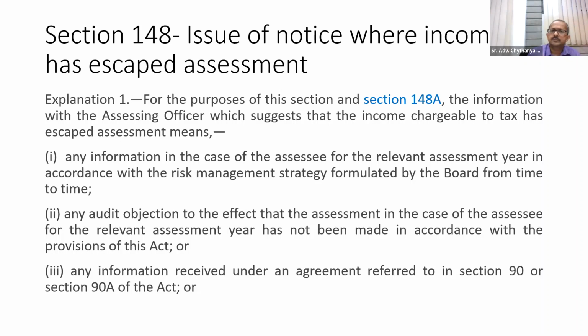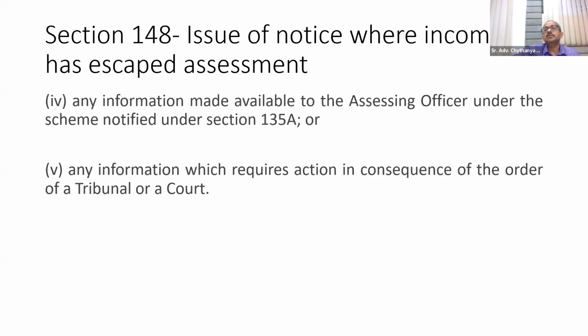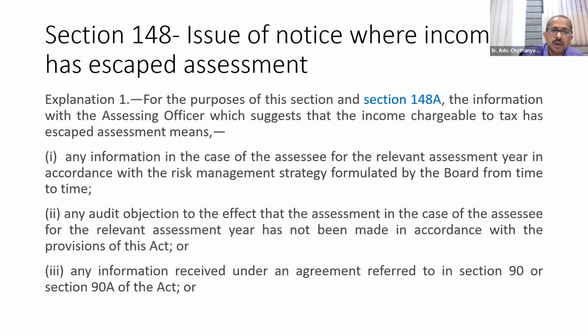Item 1: any information in the case of the assessee for the relevant assessment year in accordance with the RMS formulated by the Board from time to time. 2. Any audit objection to the effect that the assessment in the case of the assessee for the relevant assessment year has not been made in accordance with the provisions of this Act. 3. Any information received under an agreement referred to in section 90 or 90A of the Act. 4. Any information made available to the AO under a scheme notified under 135A. 5. Any information which requires action in consequence of the order of a tribunal or a court. So these are the five situations where the ISE would exist.